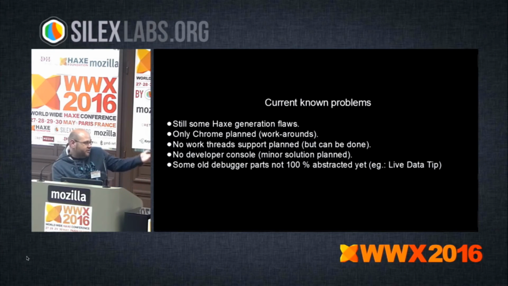There are some debugger parts that are still not abstracted, like the data tip. That one is the one that, while you are debugging, if you put your mouse over a variable, you can see the value.